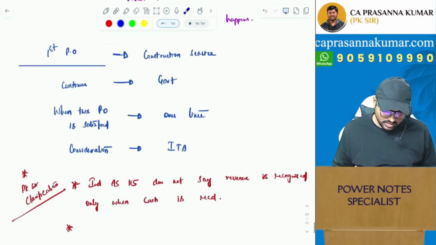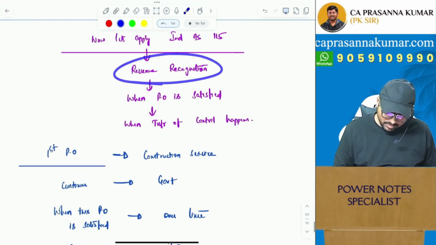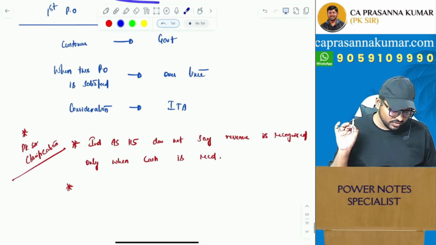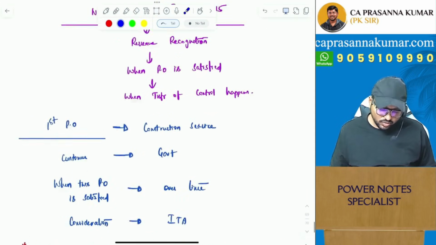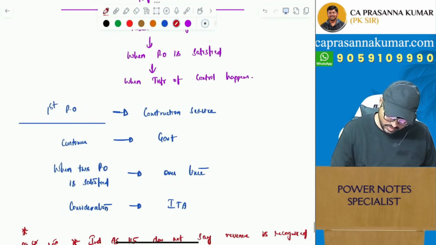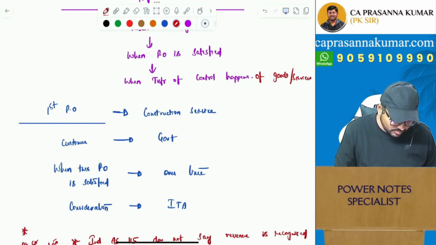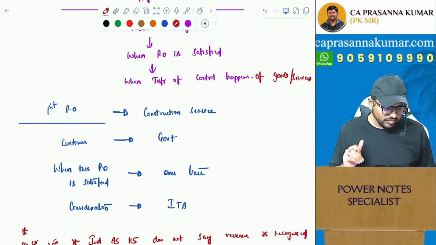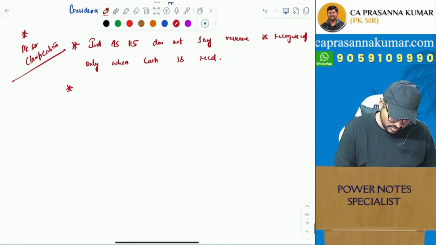What does Ind AS say? Revenue recognition will happen when PO is satisfied. When will PO be satisfied? When transfer of control happens. Transfer of control of what? Of goods or services. This is the concept that we have learned. If it is non-cash consideration, we'll measure it at fair value. As simple as that. That's what we have done. Therefore, ये तो clear है.